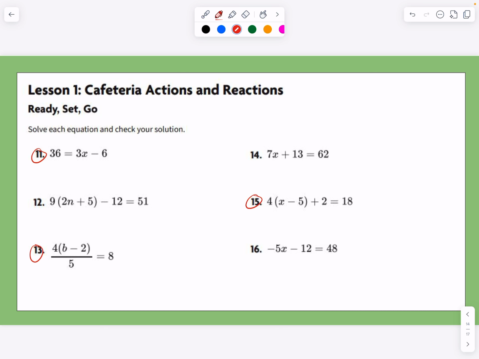All right, so working these out, we're going to add 6 to both sides. So 42 equals 3x. Divide both sides by 3. And so x is equal to 14.